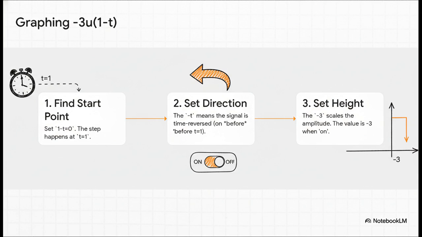A normal step function would be off before 1 and on after. But this one's a mirror image. It's on for all time before t equals 1. Finally, the height. That -3 out front, that just scales it. So when the signal is on, its value is -3. And that's it. We've cracked it.